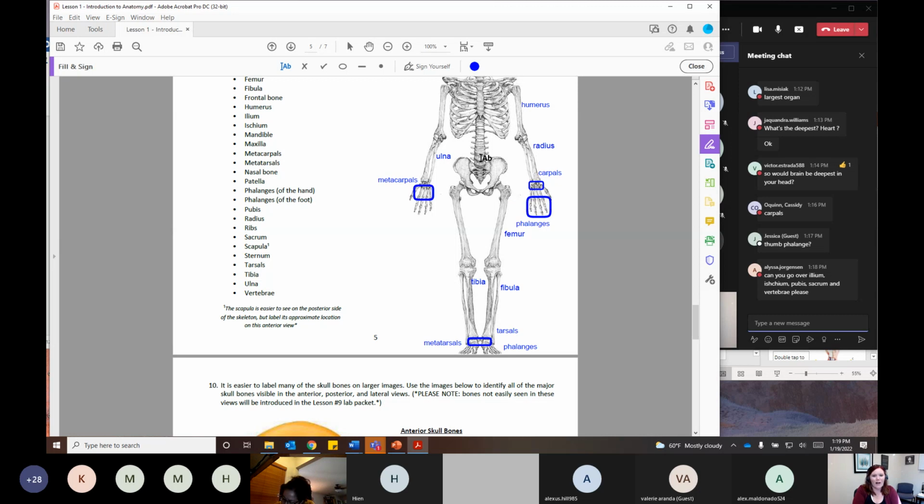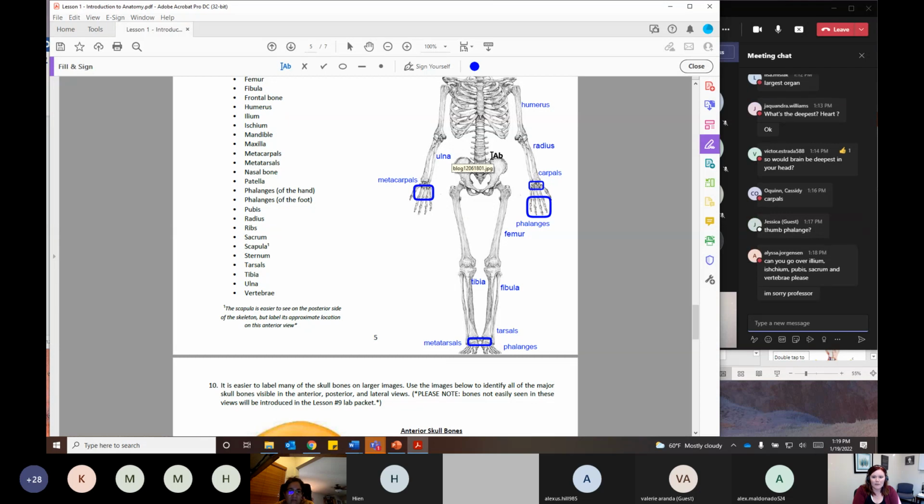When we talk about the pelvis, it actually is made of 3 different bones. So we need to know the locations of each of these 3 bones.